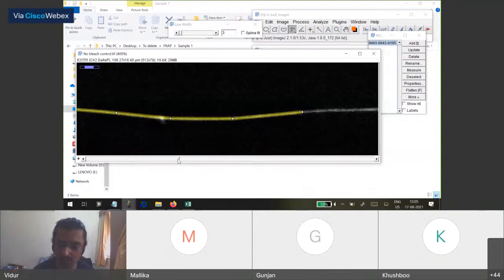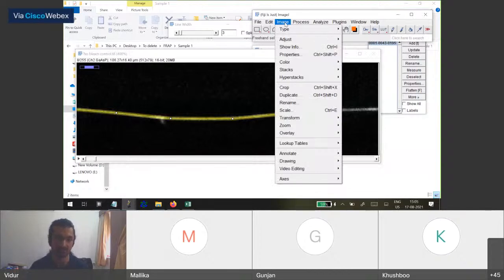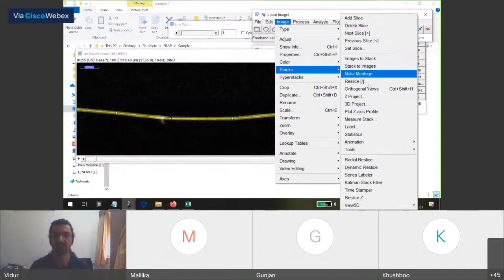So right now, what we're going to do is assess what level of photo bleaching is occurring without any intentional photo bleaching. For this, once you have the ROI marked, you have to press Image on your Fiji window. You have to go to Stacks and then press Plot Z-axis Profile.